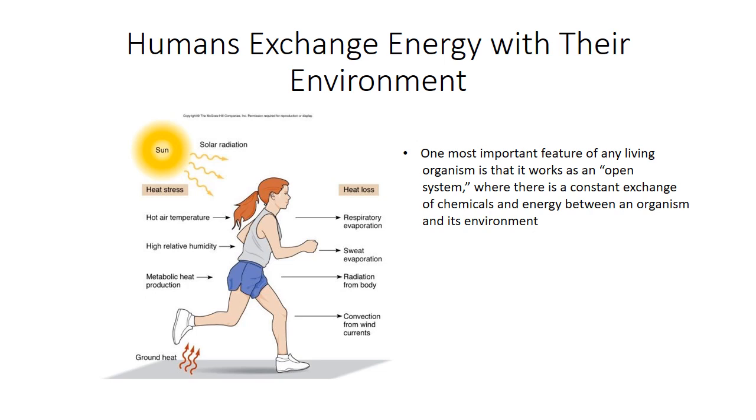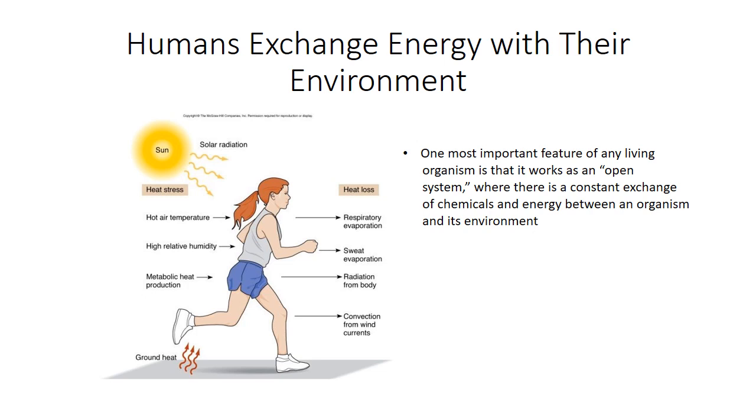It shows you on the left the variables of energy level that can disturb you. Heat stress, when hot air temperature is affecting you, high relative humidity is affecting you, metabolic heat is affecting you. Metabolic heat is the heat that your organism produces when it utilizes nutrients. Ground heat also impacts you. But this is balanced on the right.